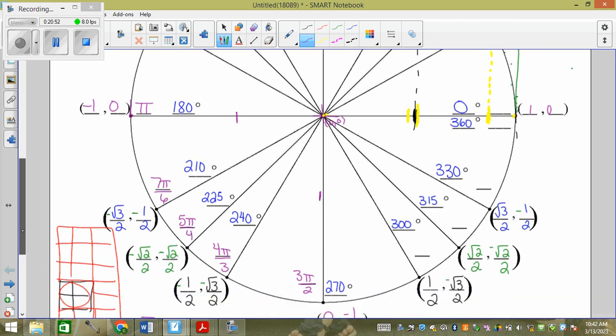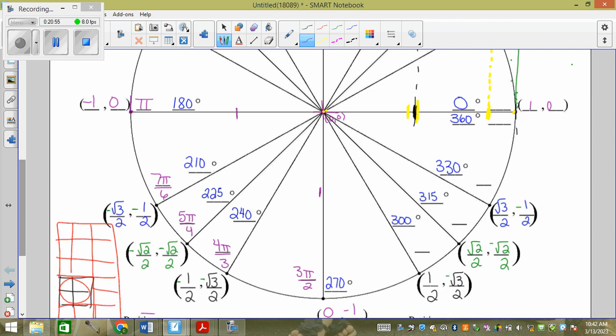And then we get, brain's blank. 7 pi over 6, 5 over 4, 4 over 3. This is 5 pi over 3. And then 7 pi over 4. Is that right? 315. I don't know that one. 7 pi over 4, right? Okay. I was questioning myself. No one was assuring me. And then it's 11 pi over 6.